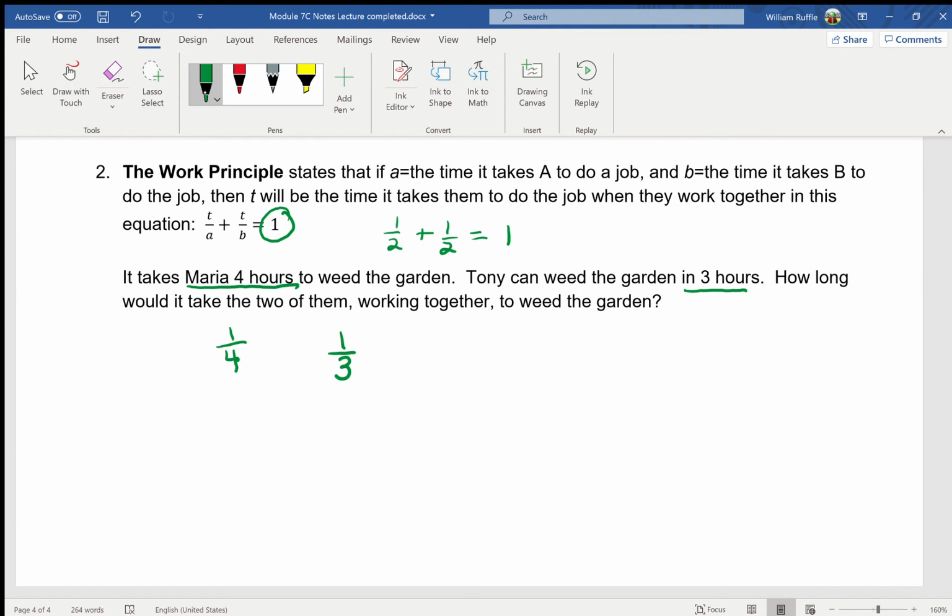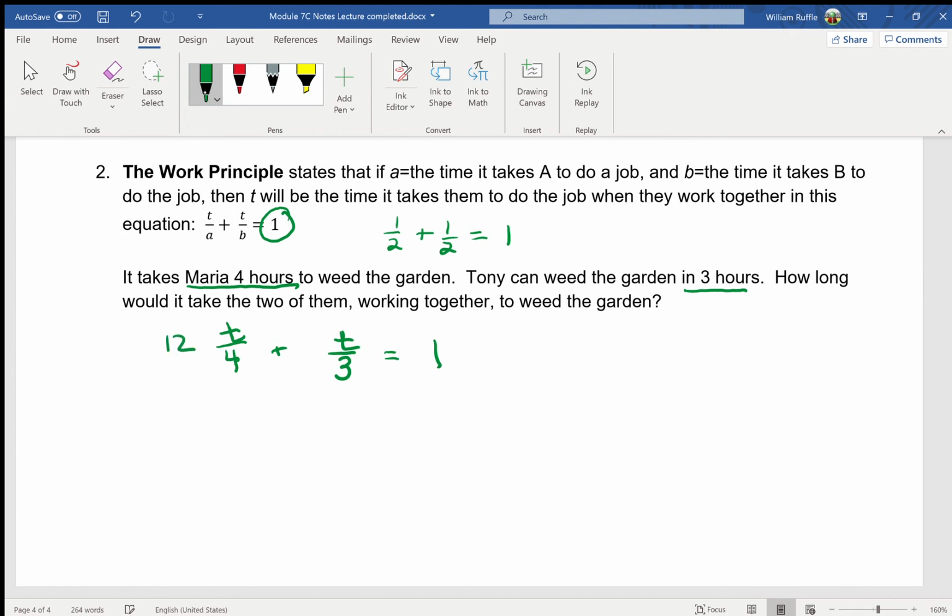But all we do in these questions is, if it's t over a plus t over b, the t is the time together. So we don't know how long it's going to take them together. So all I do is the 1/4, I change this to t over 4 plus t over 3, because they work the same amount of time, equals 1. And there are lots of different ways of doing this. You have the calculator that will help you out. But again, the common denominator for this is just 12.